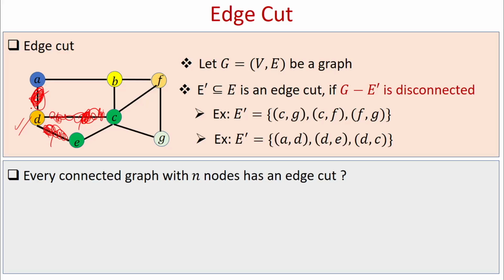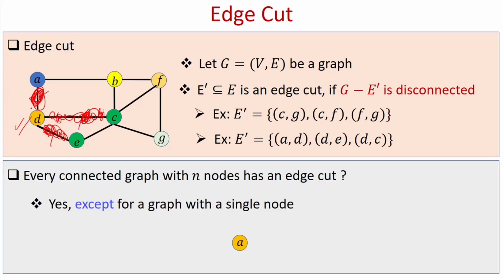So again, similar to the question that we asked for the vertex cut, let us answer whether every connected graph which has n nodes has an edge cut or not. Again, the answer is yes, except for the case when your graph is a graph with just a single node and no edges, because then you don't have any edge to delete in the first place. Otherwise, you always have a set of edges in a connected graph which you can delete to disconnect it.